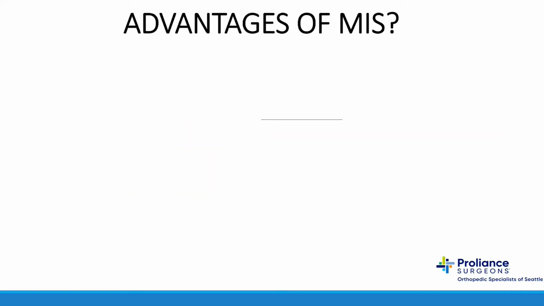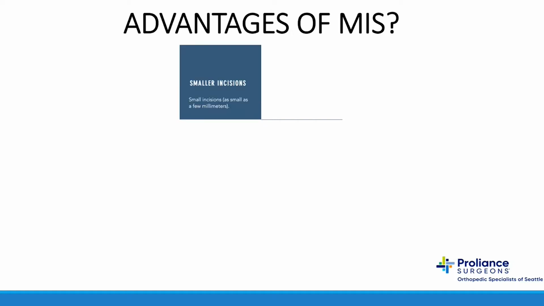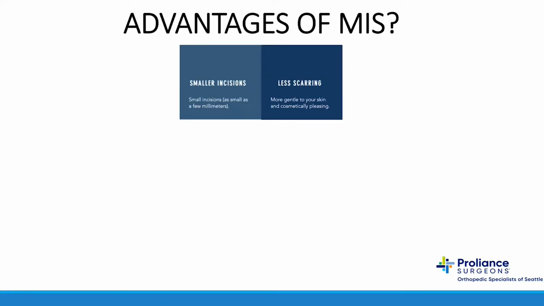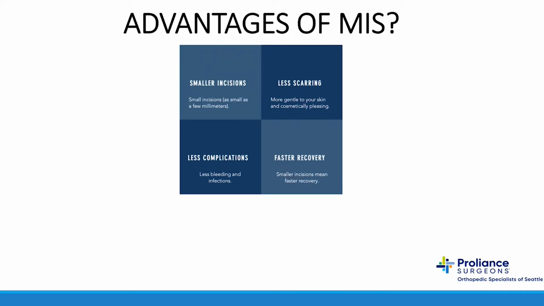So what are some advantages of MIS? One, as I talked about, these much smaller incisions than through traditional methods of surgery mean that these incisions are only a few millimeters. And to give you an idea, that means usually only 1 or 2 stitches to close that incision. It also leads to less scarring. So not only is this more pleasing to the eye, but it's more gentle to your skin.